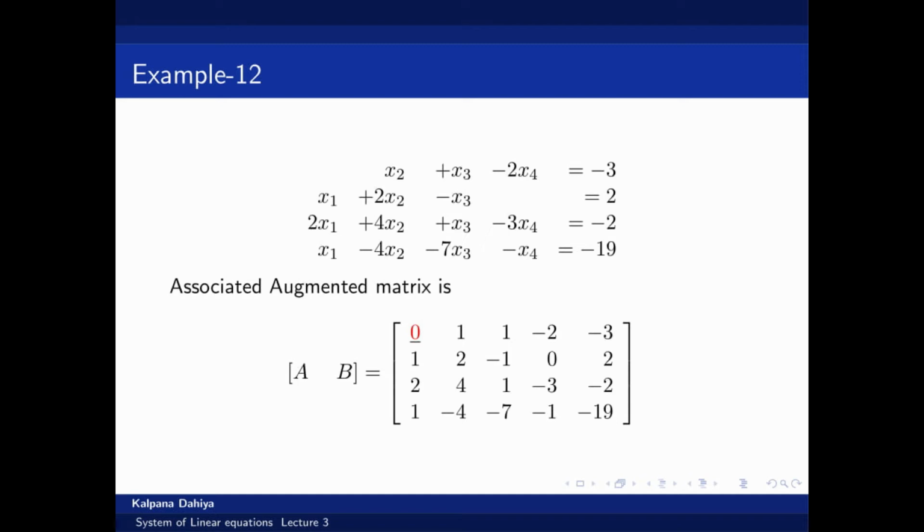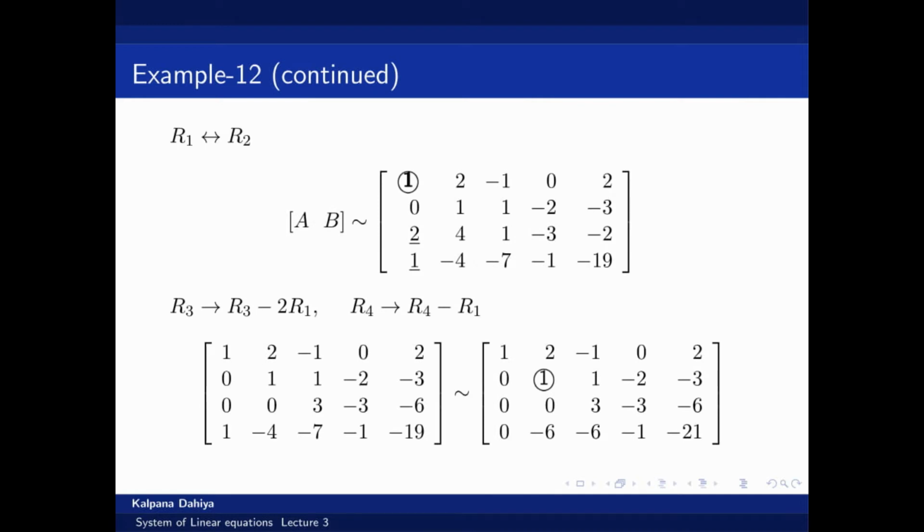Now we start with the first row, and its first entry in this row is 0. So this can't be the pivot element. And if we have 0 as the pivot element, in that case we can't make all other entries below this 0. So we have to do a little bit of calculation here. What I'm doing is interchanging the first row with any of the rows having a non-zero entry. So in the augmented matrix, interchange the first and second rows.